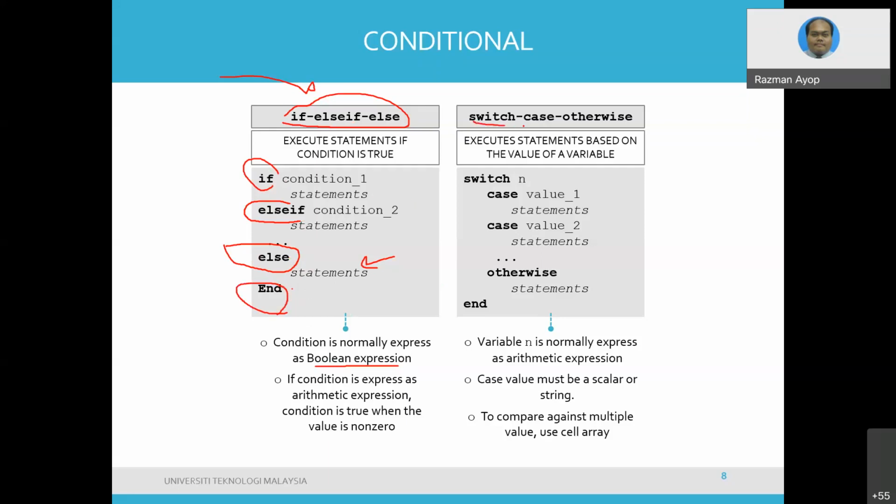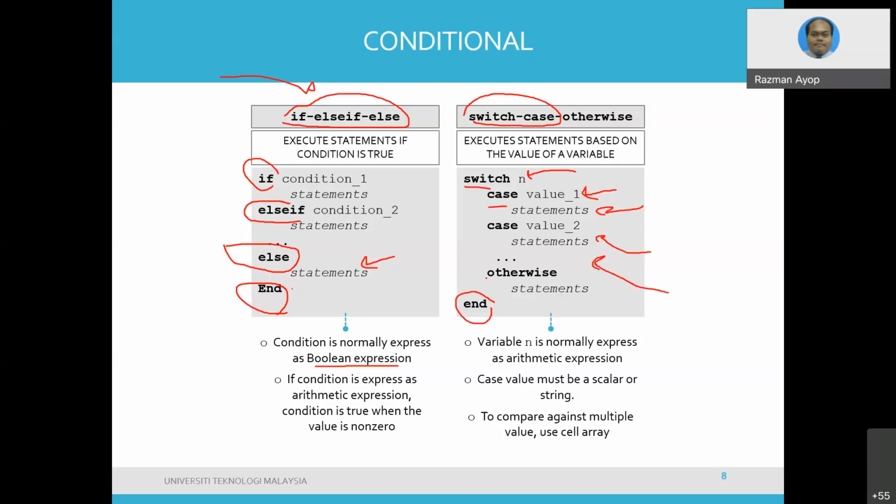For switch case, this is for when you have options. Okay. So for example, this is switch. This is case. And of course, don't forget the end. So for example, switch n means that you look at value n. For example, n is equal to 1. What happens if n is equal to 2? What happens if n is equal to 3?